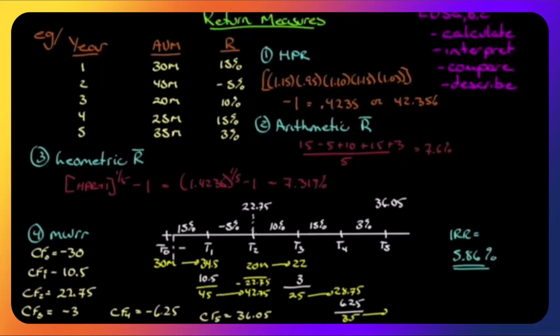What does the money-weighted rate of return say? It says, well, that's all fine and dandy with the geometric return, 7.317. But what if I committed money to the market at different times? What if I increased my commitment to the market as the market went down, and I decreased my commitment to the market as the market went up?